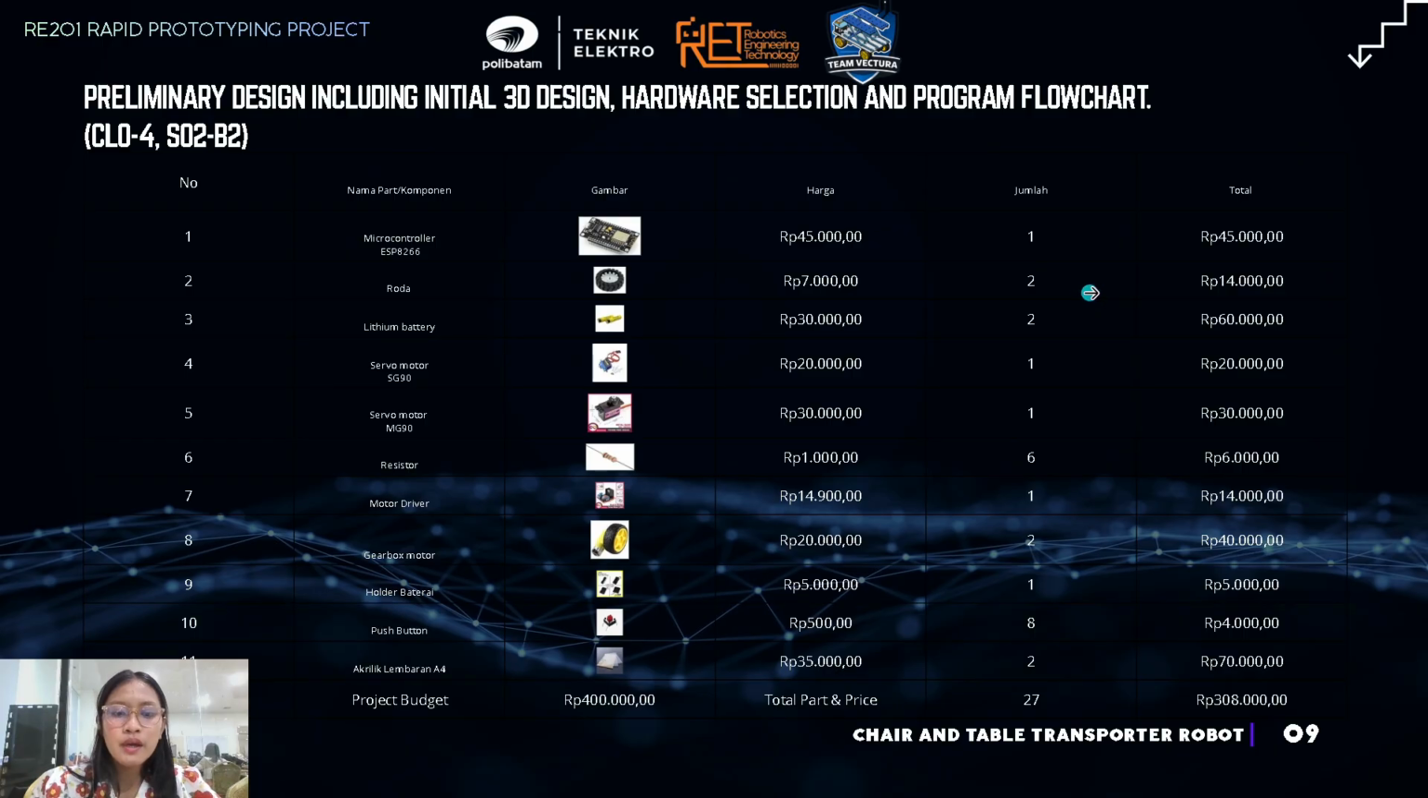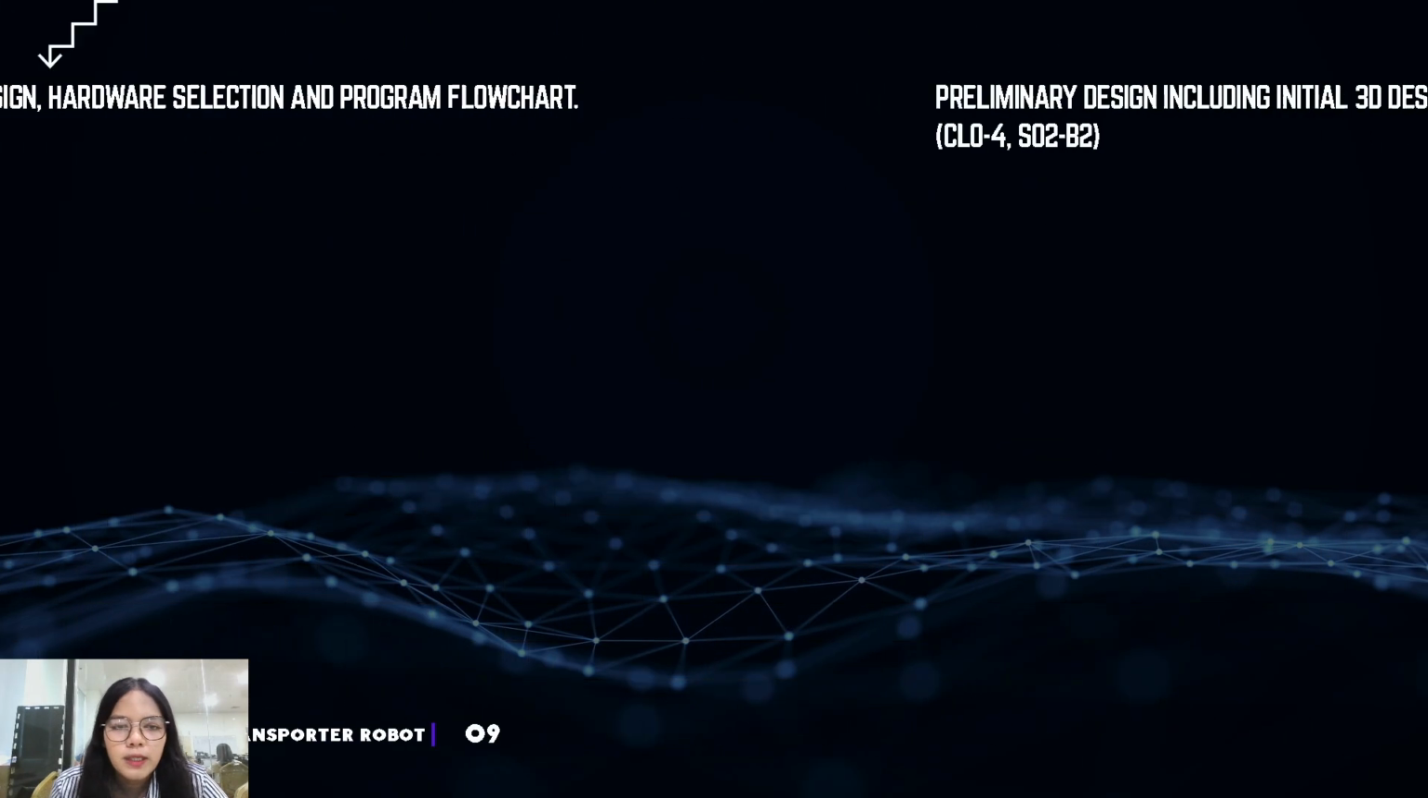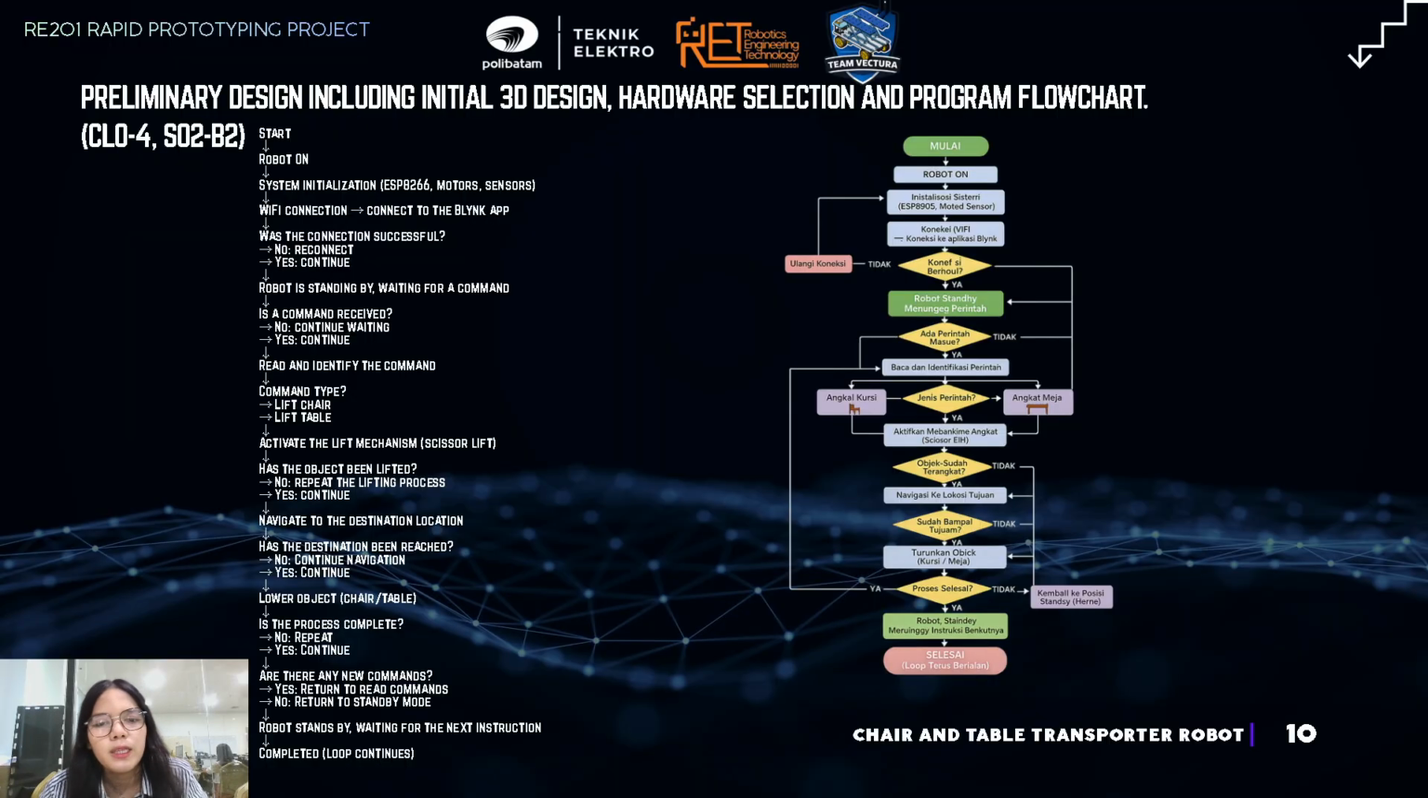So we have a project budget of 400,000 in total. Total parts and price: 27 items and 308,000. Before moving to the final design, I would like to explain our preliminary design first, including the initial 3D model, hardware components, hardware selection, and program flowchart.